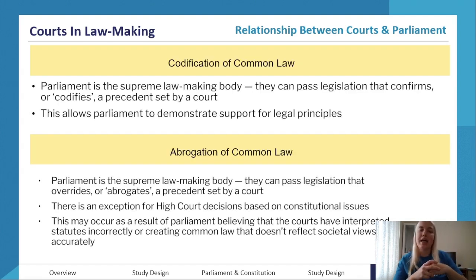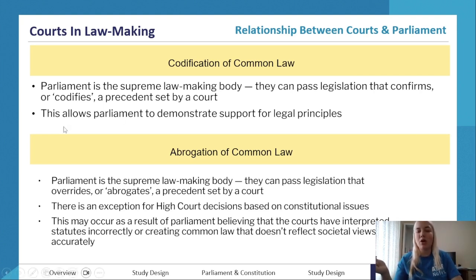And now lastly, codification and abrogation of common law. So this refers more to what Parliament can do. We said they're the superior body, so they can either codify or abrogate common law. So the codification of common law, codifying it, means confirming a legal precedent set by a court or that common law. This is where they pass legislation that confirms that precedent and shows that they agree with it, and then they make it part of statutory law as well, Parliament law. And this is how they demonstrate support for those legal principles.